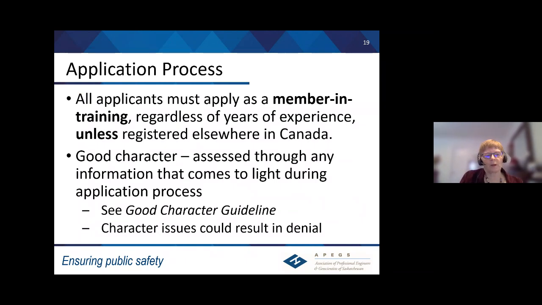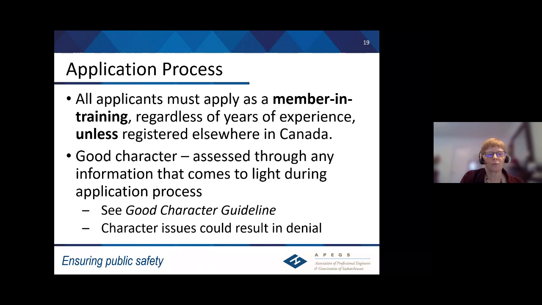All applicants must apply as a member in training first, regardless of how much experience they have, unless they're already registered somewhere else in Canada. This applies to everybody, to Canadian graduates as well as international graduates. It's just the process that we have. If you're licensed as a professional already in another jurisdiction, you can apply through a different process directly as a professional in Saskatchewan. Otherwise, you have to start off as a member in training.